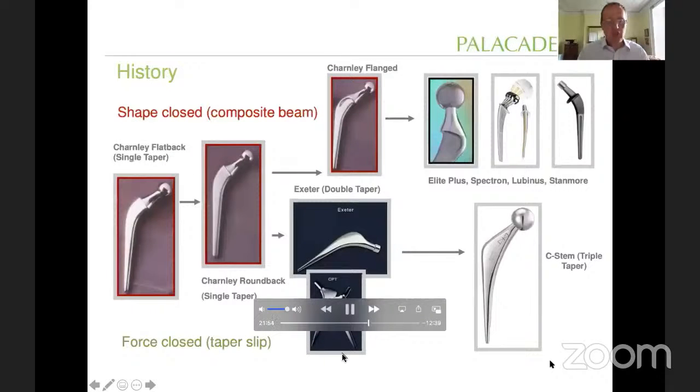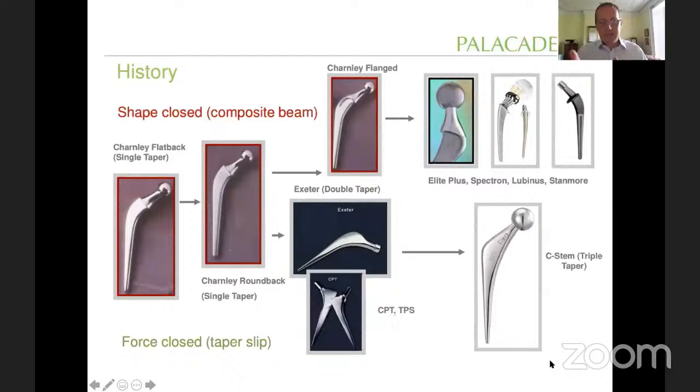So Charnley's initial stem, the flat back, was a single taper. But it then went on to the round back, which was a matte stem, and then its various iterations and how then things evolved and other companies copied it, went into what we call a composite beam, because there was a collar and you had a rough stem. Exeter came up with a stem that could go in through a posterior approach, and although they had a time where they had a matte coated one, they realized the results were poor and found that it was because they had changed from polished to matte.